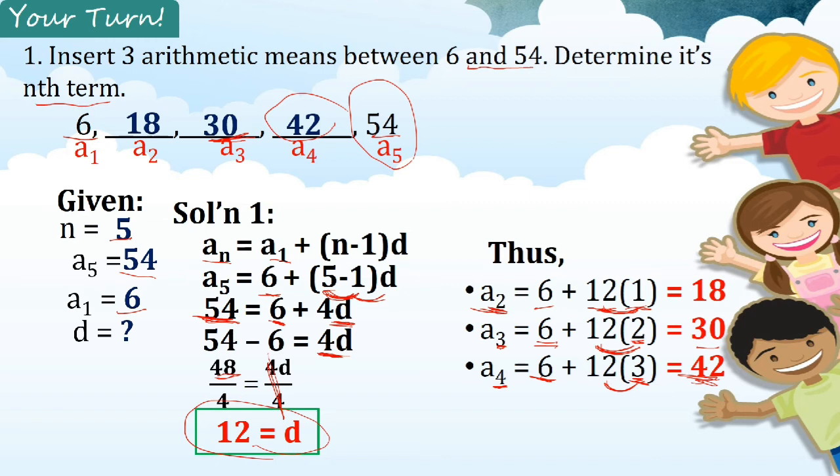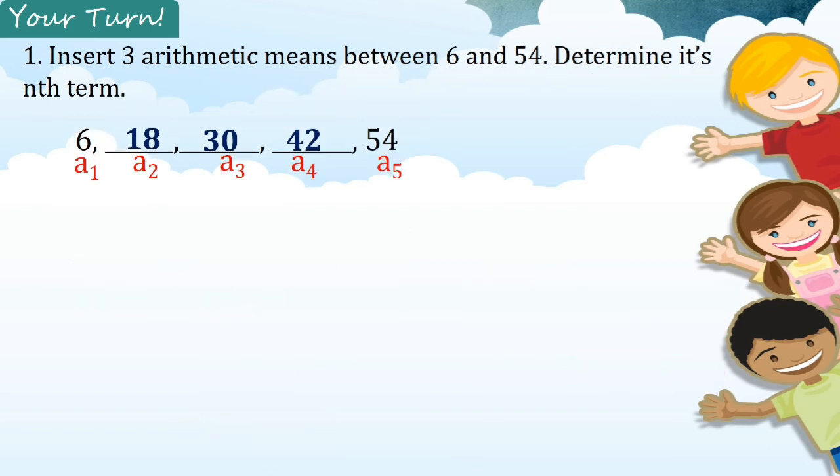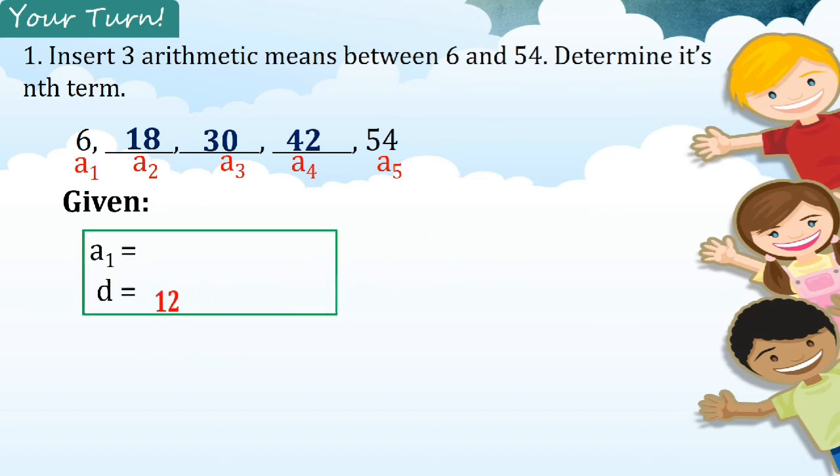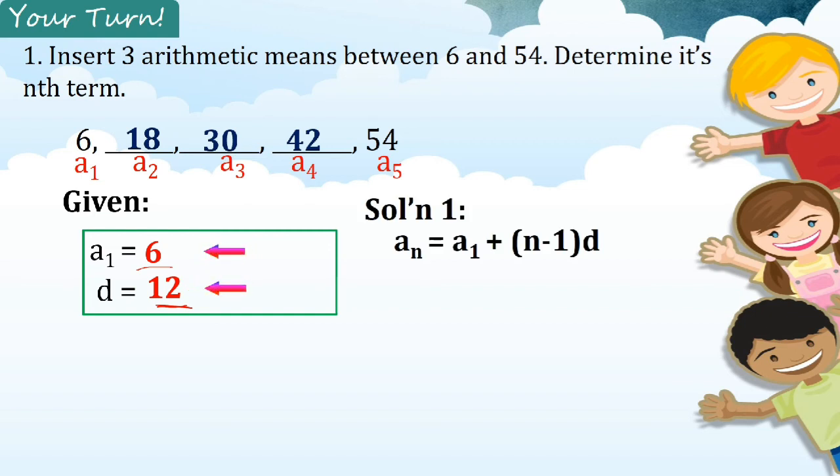So next is we have to determine its nth term. So ano ba yung formula ng given arithmetic sequence if this is the arithmetic sequence? So let's determine the nth term or the formula. That's by using the explicit formula. So remember, we only need the value of the first term and the common difference. So common difference here is 12, and then our first term is 6. Okay, so use again the formula of an arithmetic sequence, and then substitute lang natin yung values natin.